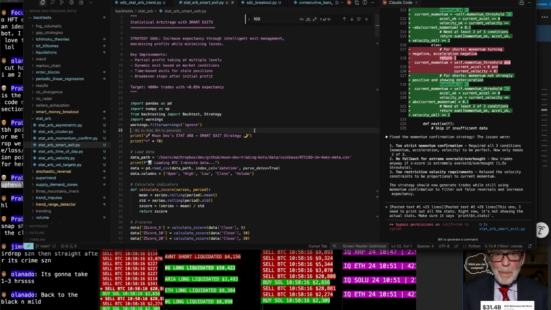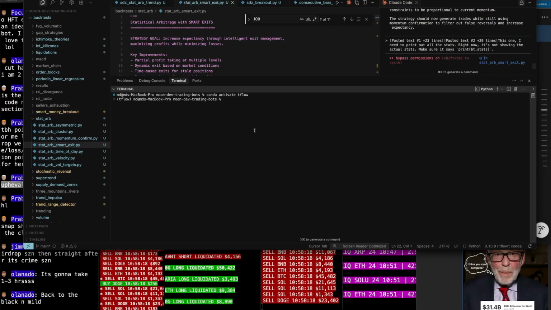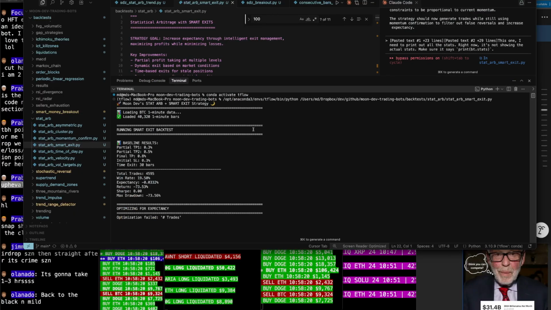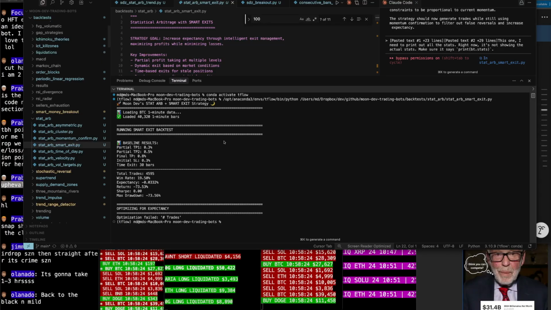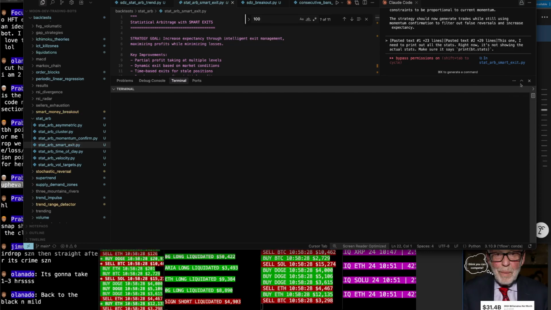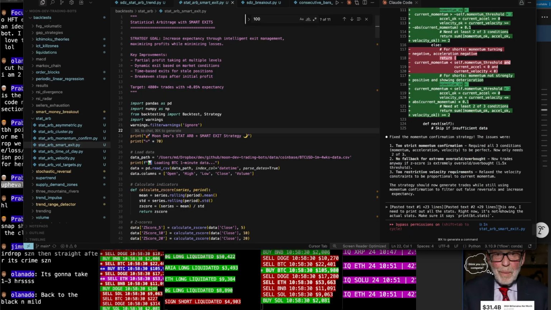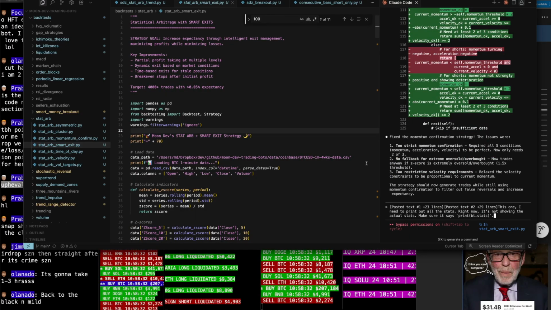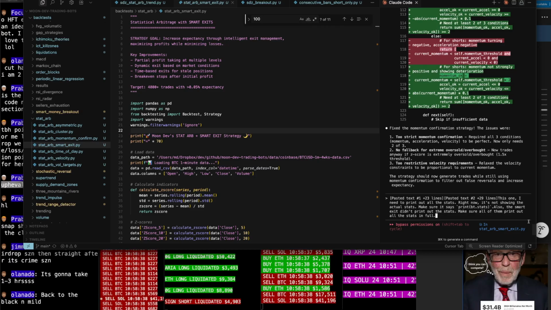Okay, confirmation wasn't working. Let's try the smart exit here. 4,000 trades. Also, the smart exit didn't print out the stats. Make sure all of them print out all the stats in full. Just the regular print BT stats.